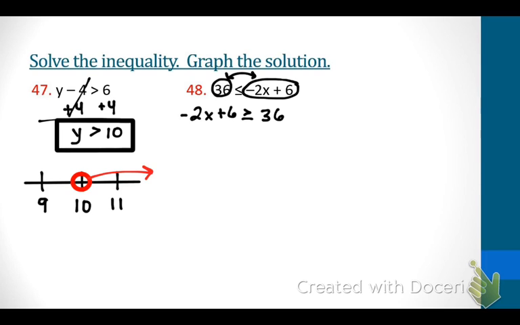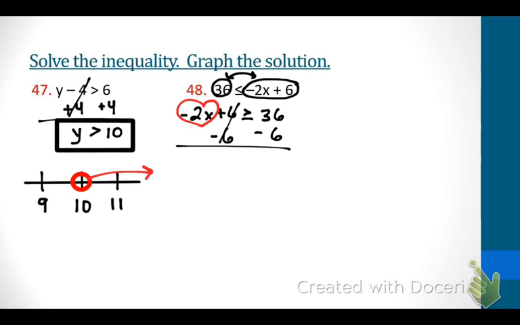Alexis, what up there are considered best friends? Negative 2x, okay? So I'm going to keep these 2 together as long as I possibly can. Sierra, what should I do first? We're trying to get the variable by itself. All right, very good. We're going to go ahead and subtract 6 from both sides.